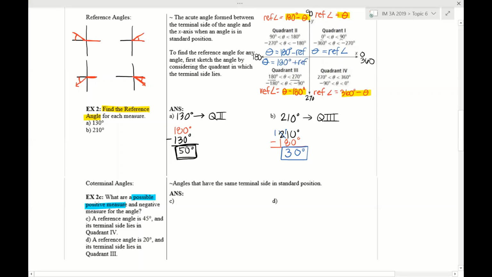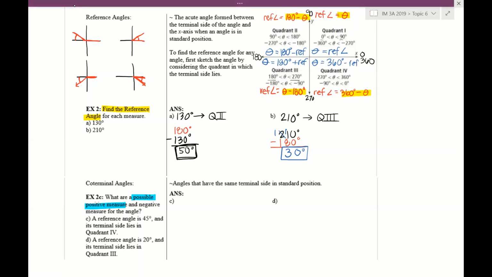And then if I were to solve the equation for quadrant 4, I would have to switch reference angle and theta because they're both negative. So I'd have to add theta and then subtract the reference angle. So theta would be equal to 360 degrees minus the reference angle.